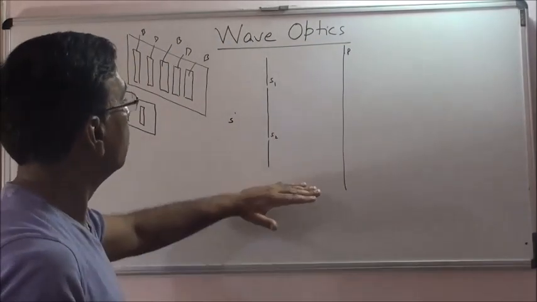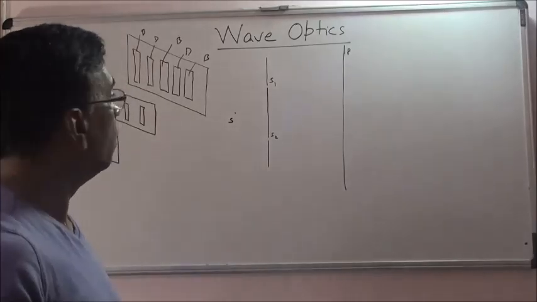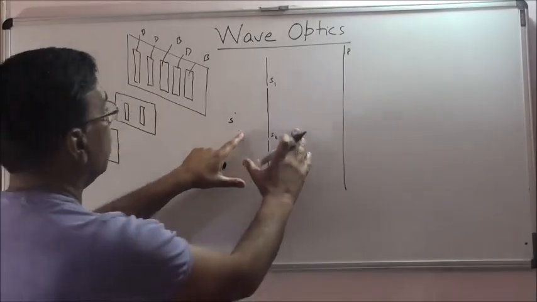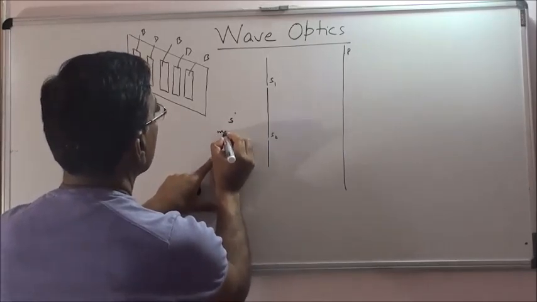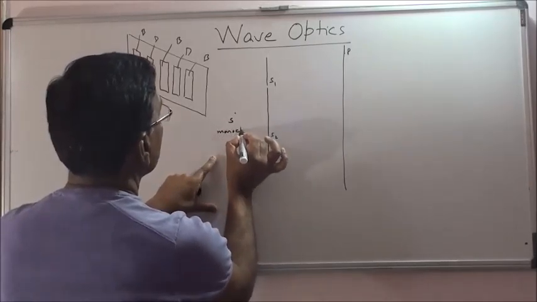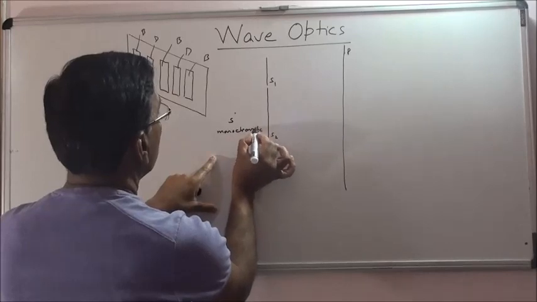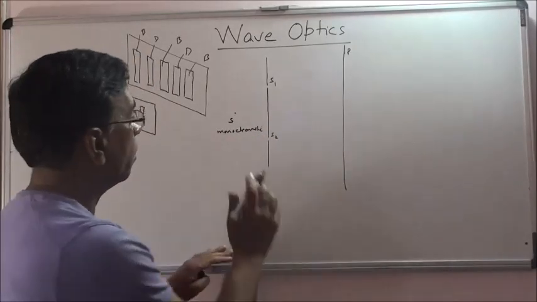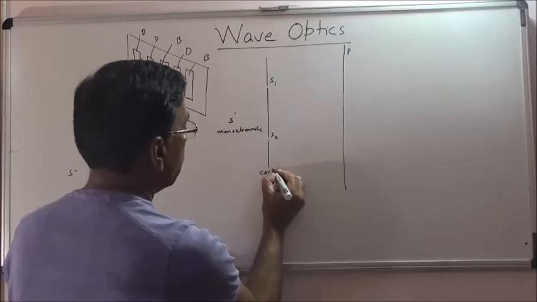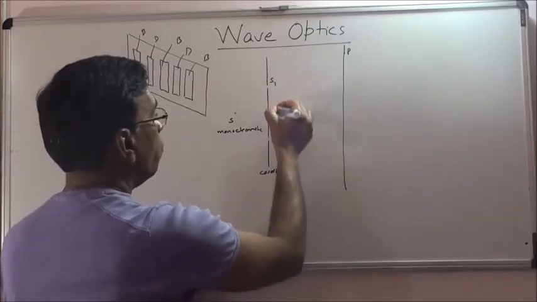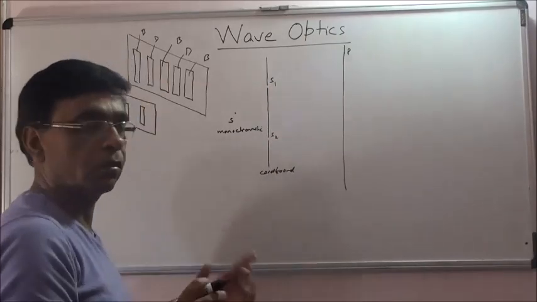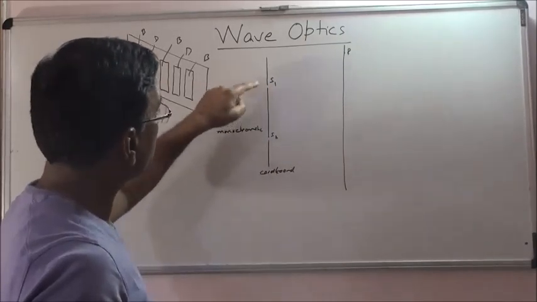Observe these two experimental setups. In this, I have taken a source of light which is a monochromatic point source of light. This is just a cardboard with two holes in it, two pinholes.